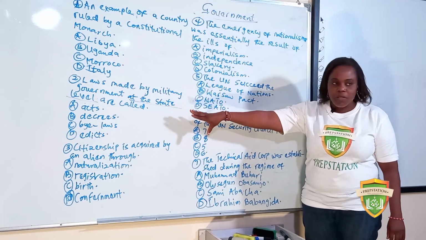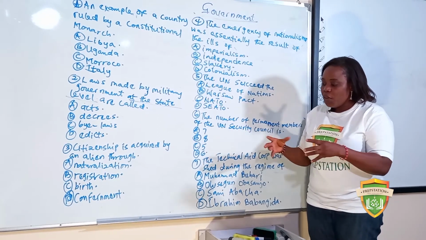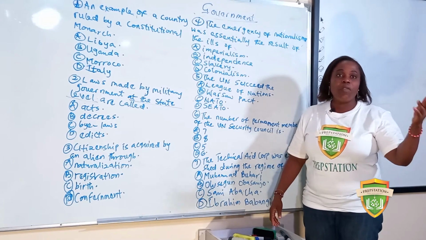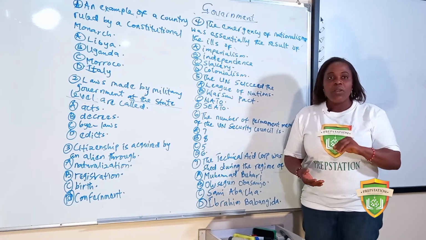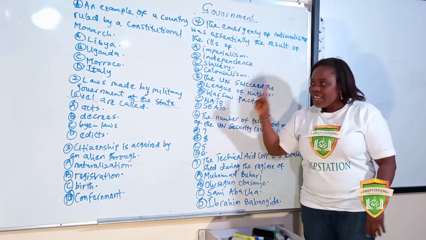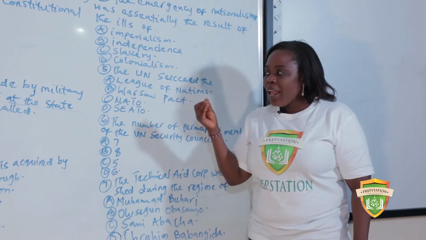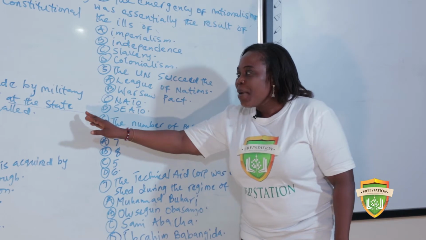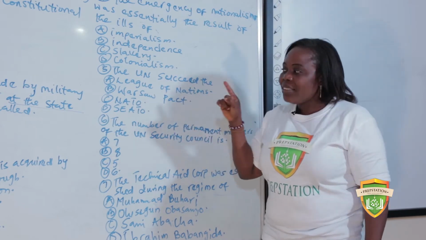Now, let's define some of these terms. Acts can be a body of rules and regulations put together. That's when you have the code of conduct act, those kinds of things. Then you have decrees. Decrees are laws made by the military government. Look at it, by the military government. C, bylaws. Bylaws are laws made by the local government. Edicts are laws made by the military government at the state level.